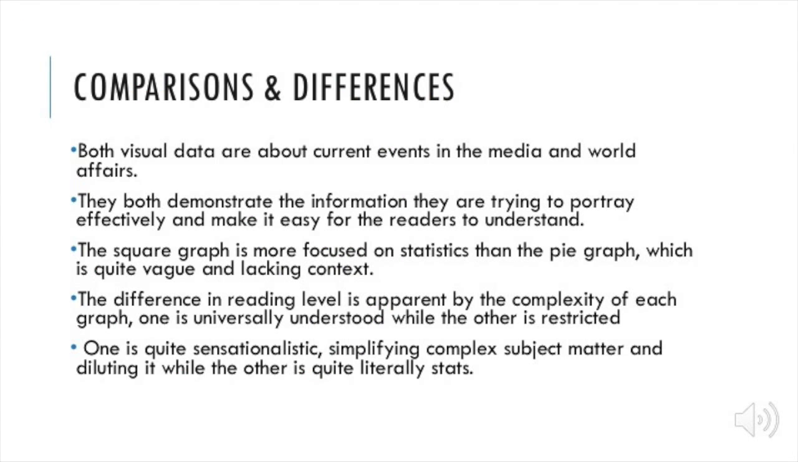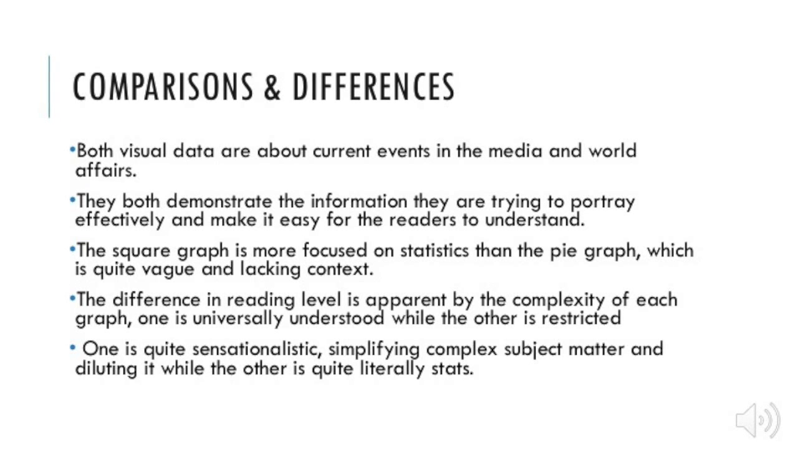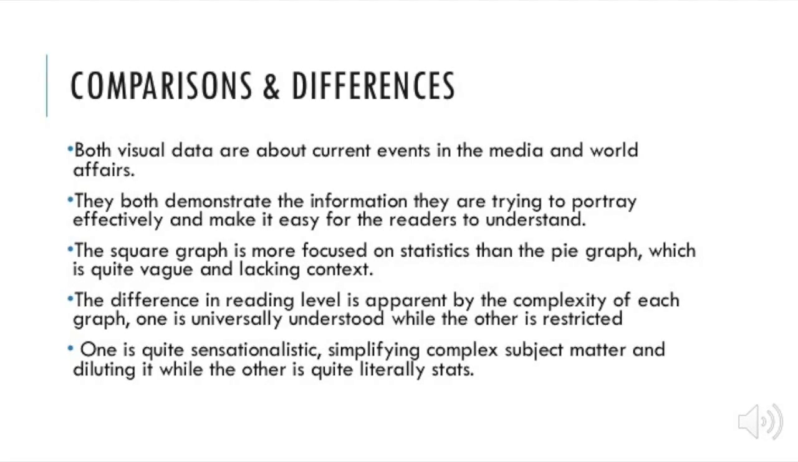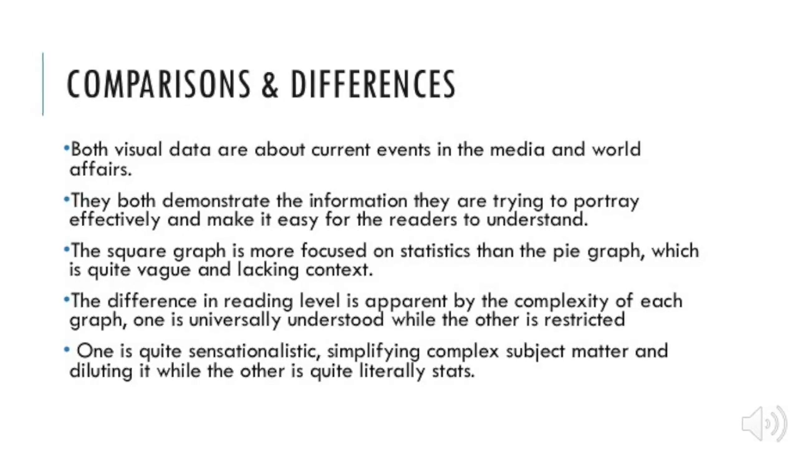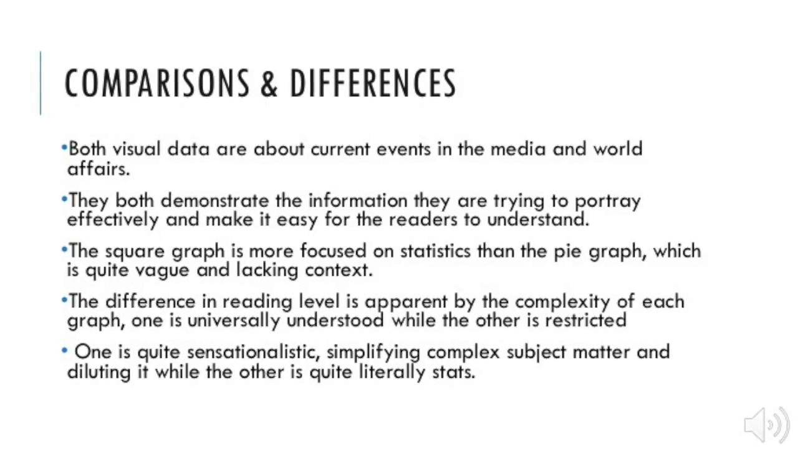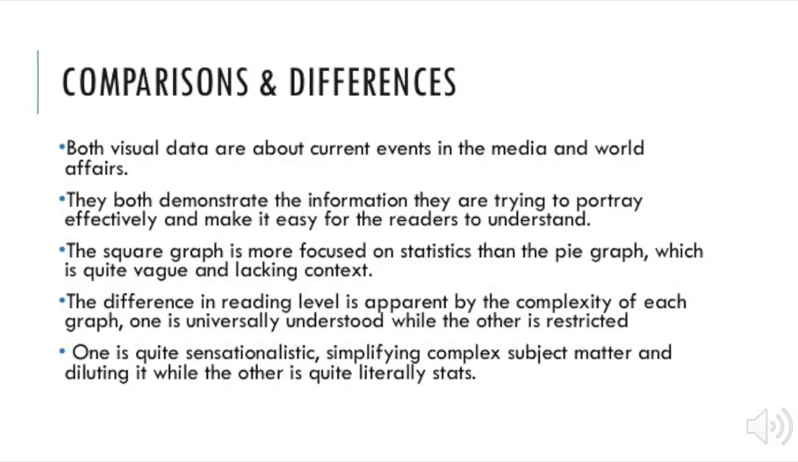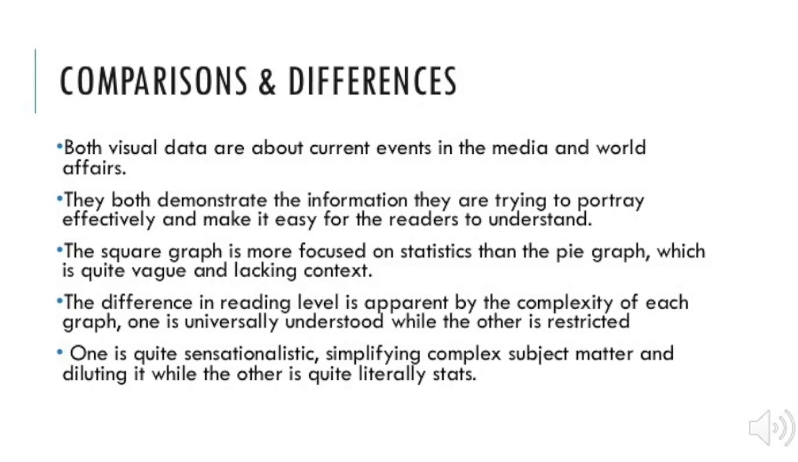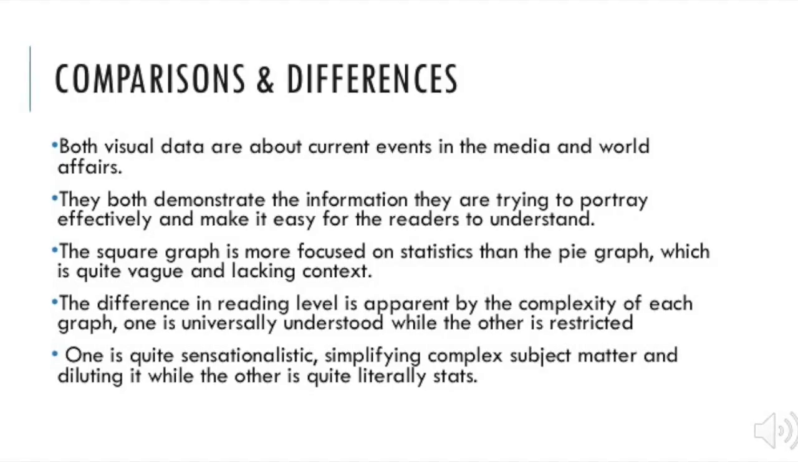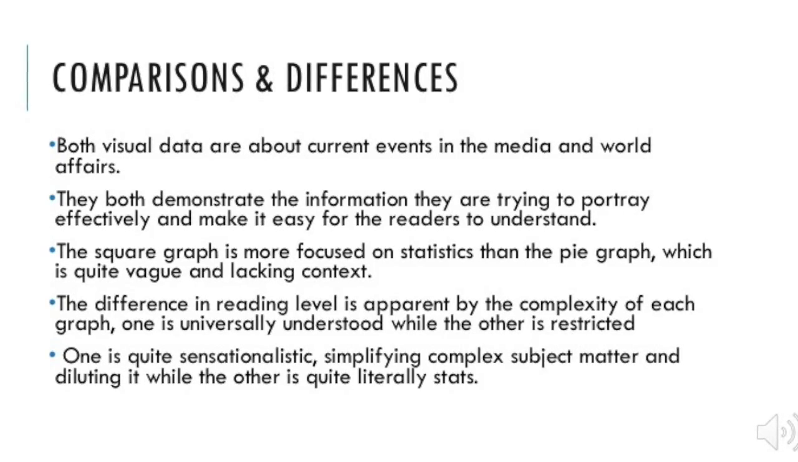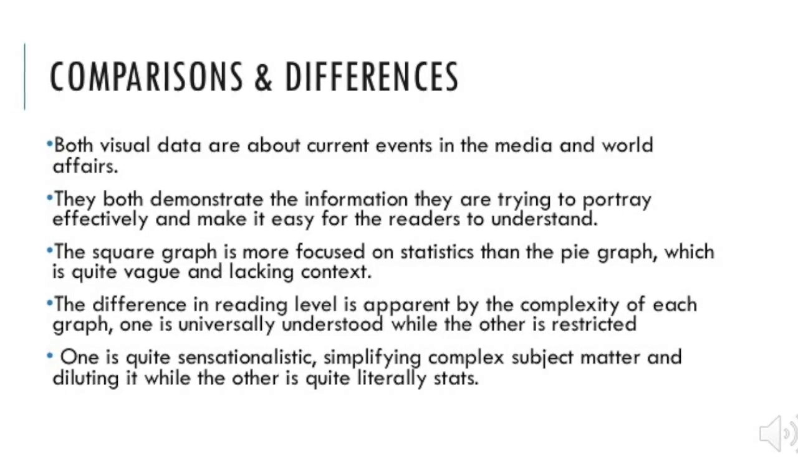In this slide, I'll be discussing the comparison and differences between both of the graphs. Both visual data are about current events in the media and world affairs. For example, one's about the refugee crisis and the other is about the terrorist attacks that have recently happened due to ISIS. They both demonstrate the information they are trying to portray effectively and make it easy for the readers to understand. The square graph is more focused on statistics than the pie graph, which is quite vague and lacking context.